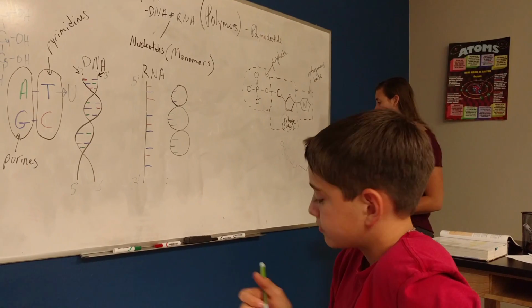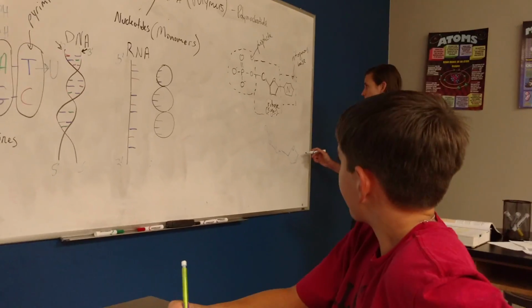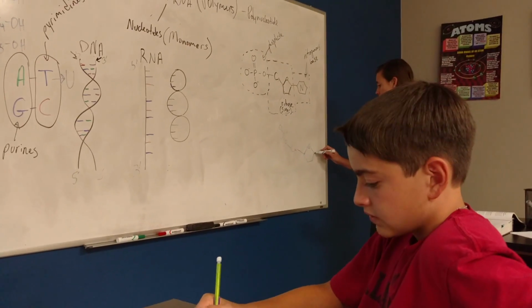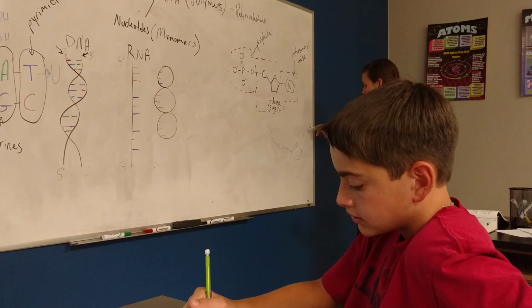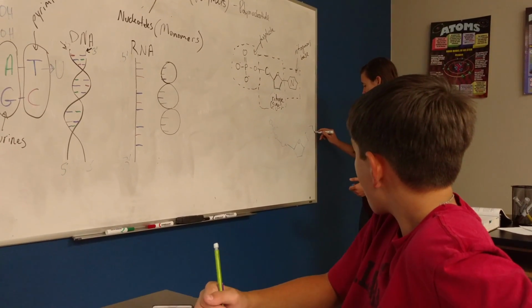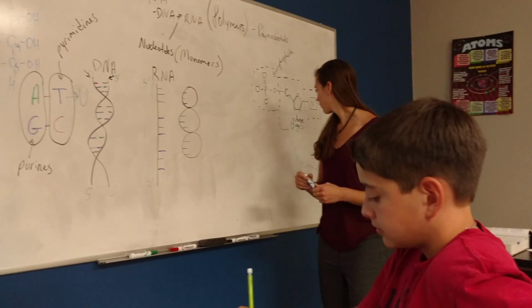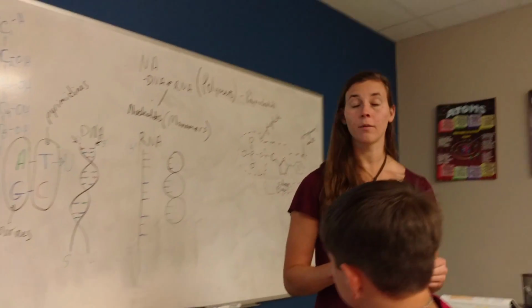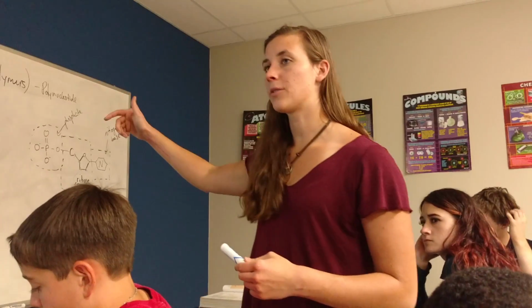And then you have your ring, and then you have your nitrogenous base. So it's linked 5 to 3, 5 to 3, 5 to 3, or it's flipped upside down and it's 3 to 5, 3 to 5.